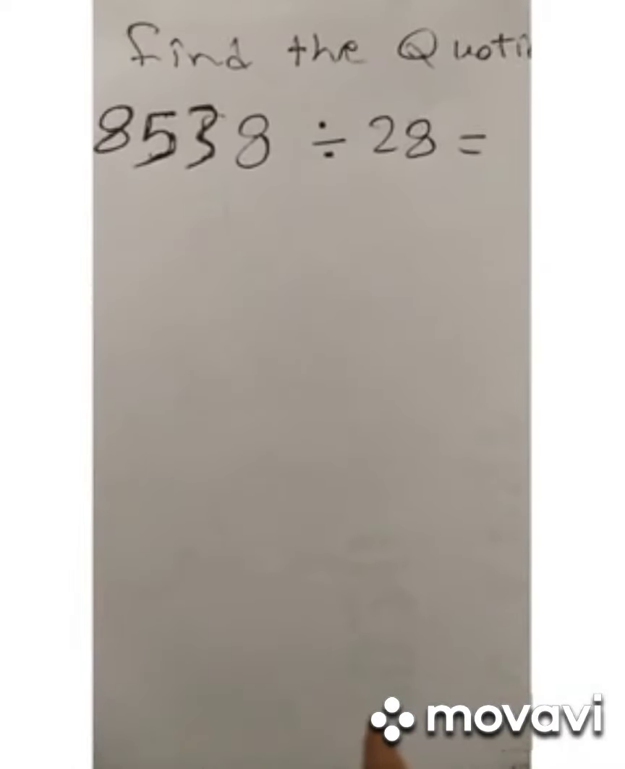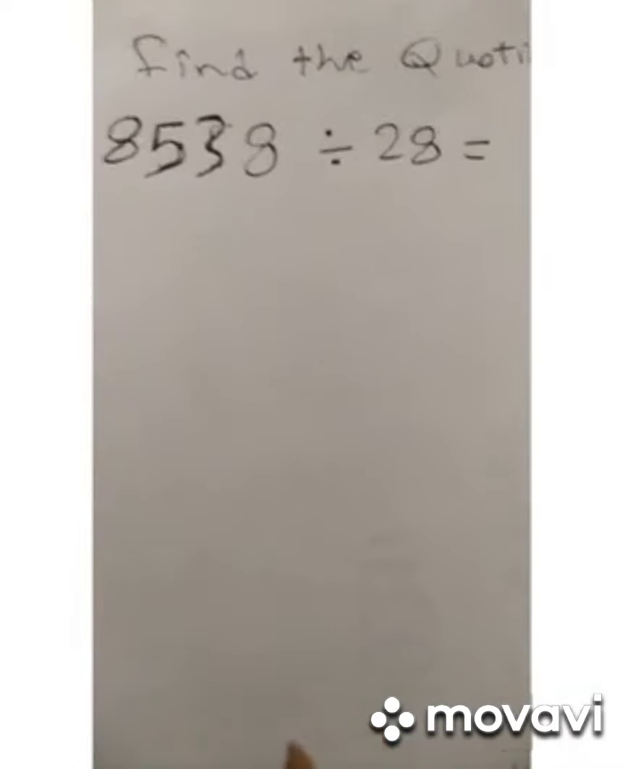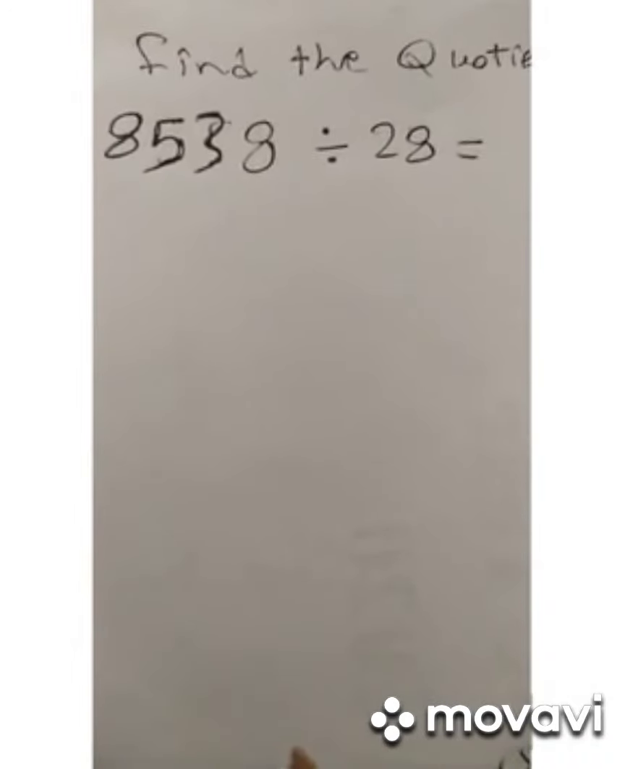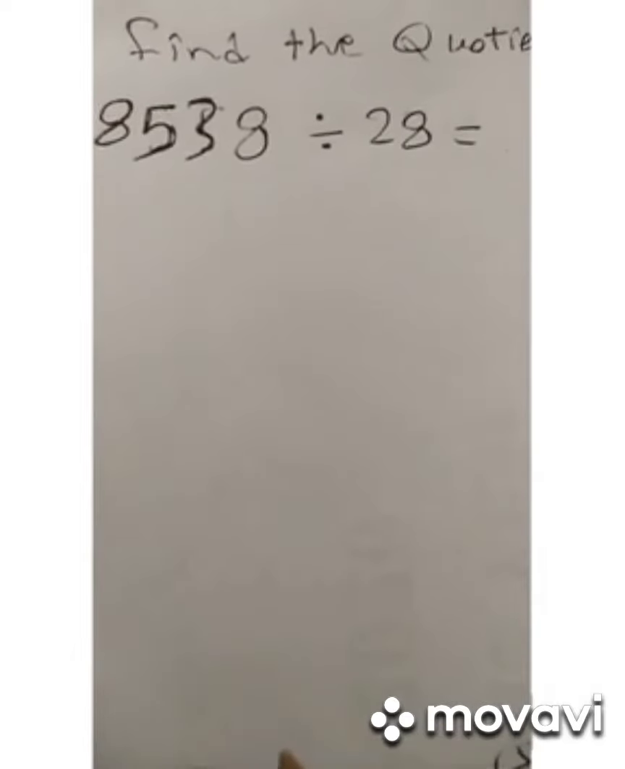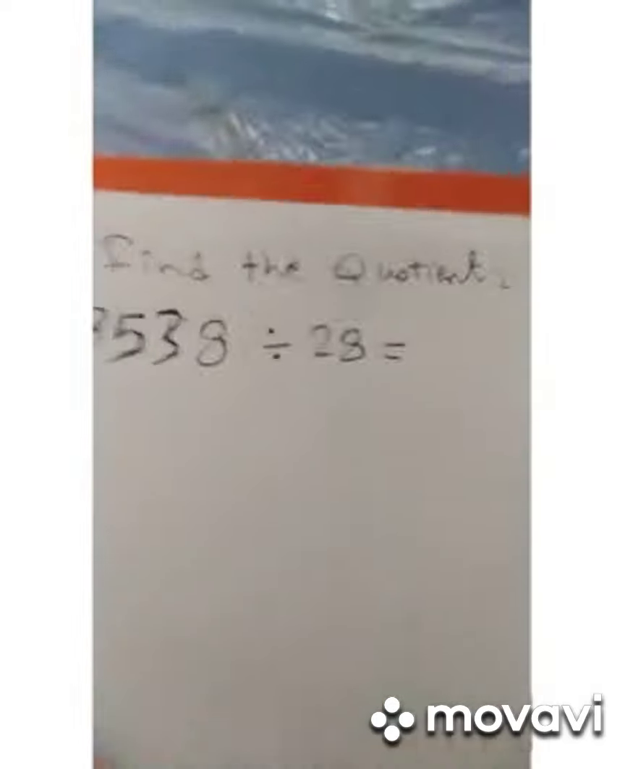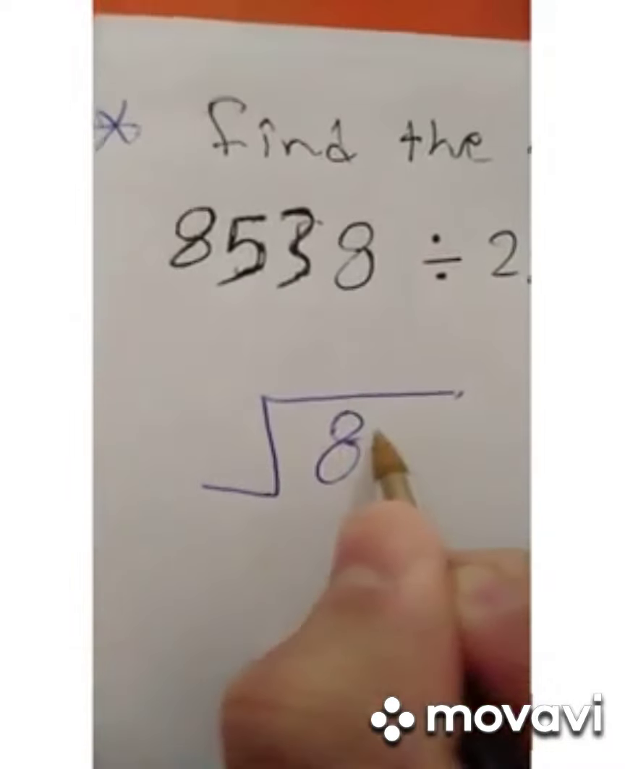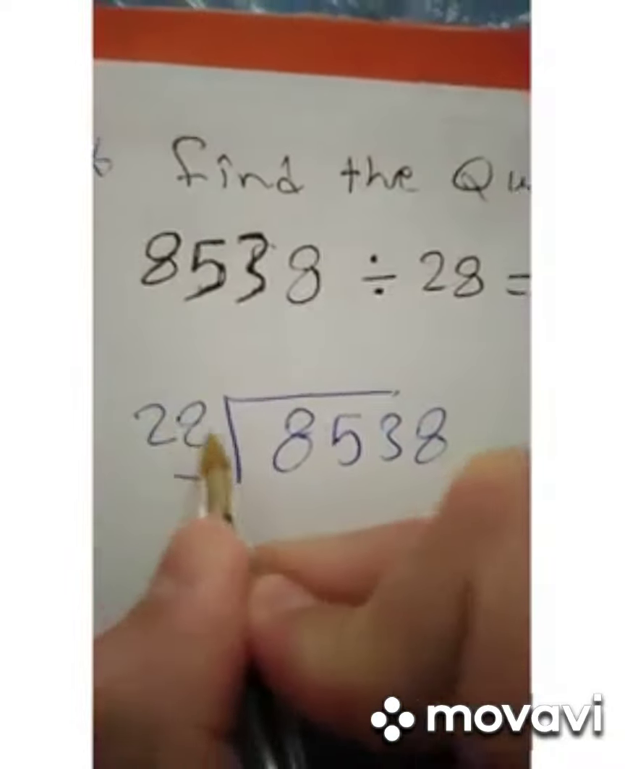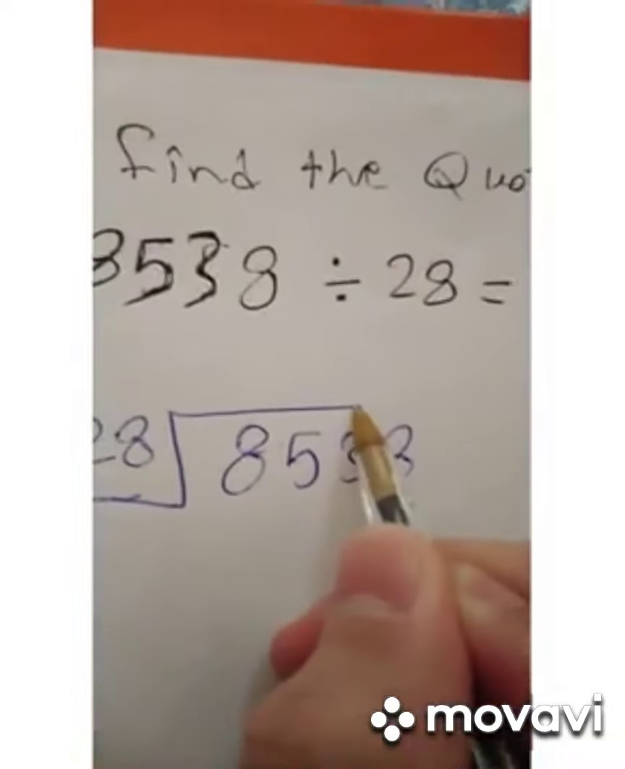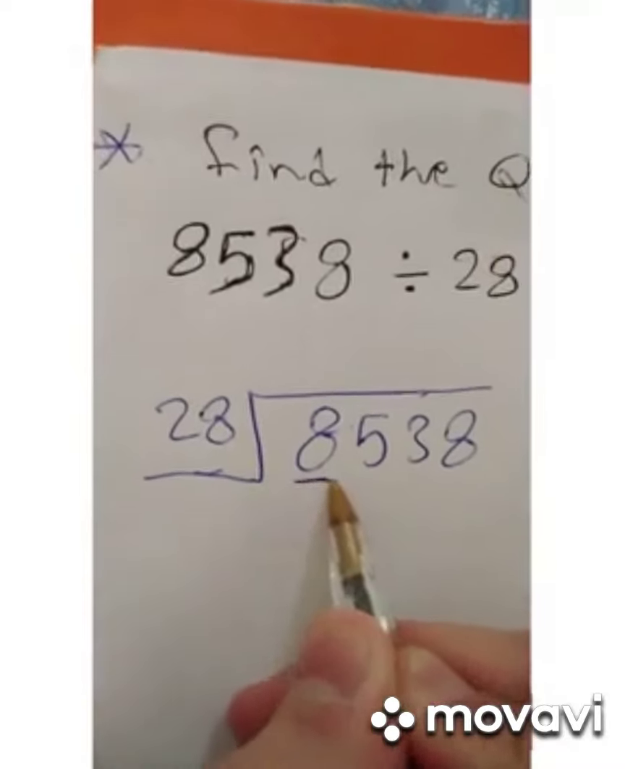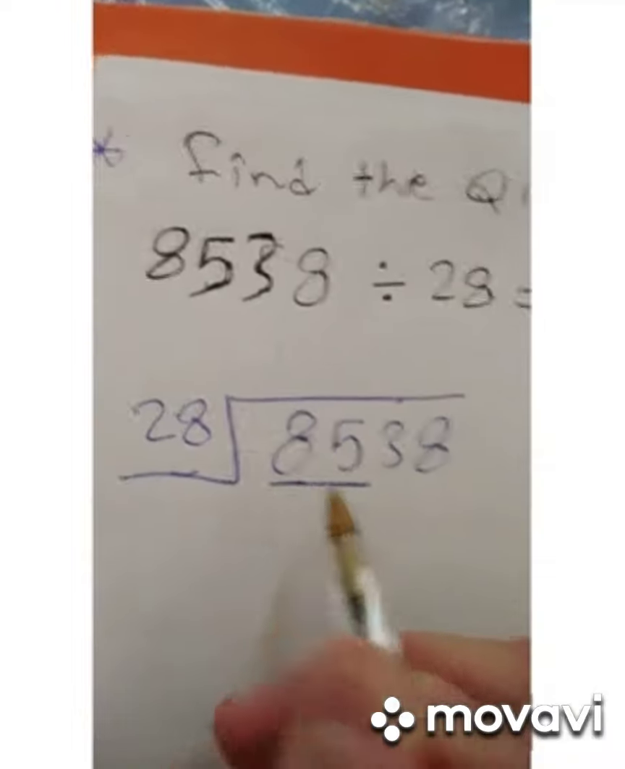Now guys, let's revise long division. If I want to divide 8,538 over 28, okay? I do it with long division. Yes, our dividend now is what? 8,538 over 28. Can we divide 8 over 28? No, we can't. 85 over 28? Yes, we can. Go to your draft.